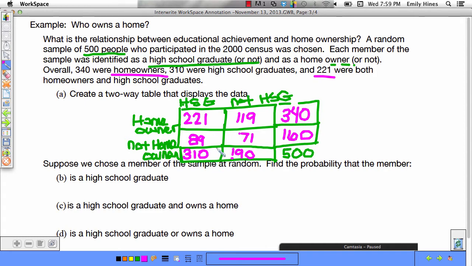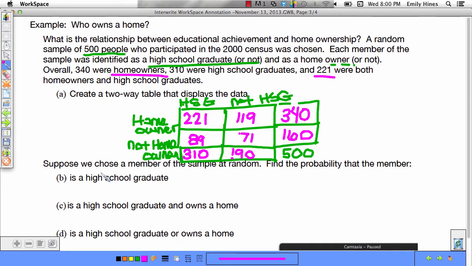And remember my table, I should be able to add these two and get this, add these two and get this, add these two and get this. And likewise, these two should be that, add these two and get that, and add these two and get that. Okay, so suppose we choose a member of the sample at random. Find the probability that the member is a high school graduate.